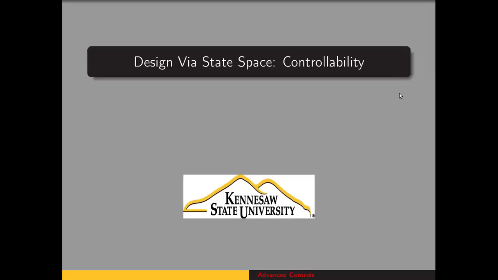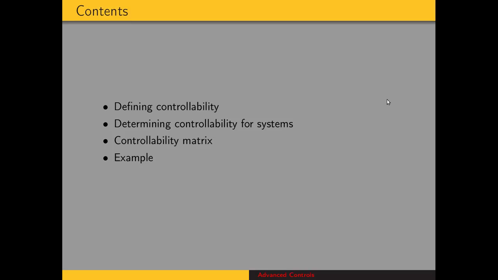Controllability is one descriptor of a system. This video goes over the definition of controllability, then examining the controllability of different systems. The last item to be developed is the controllability matrix, which provides a generalized means of assessing the controllability for a system. And the video concludes with an example.